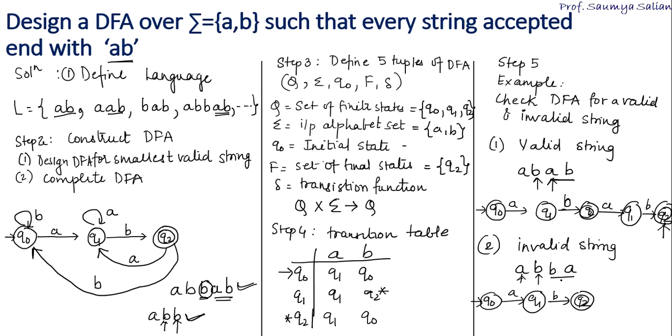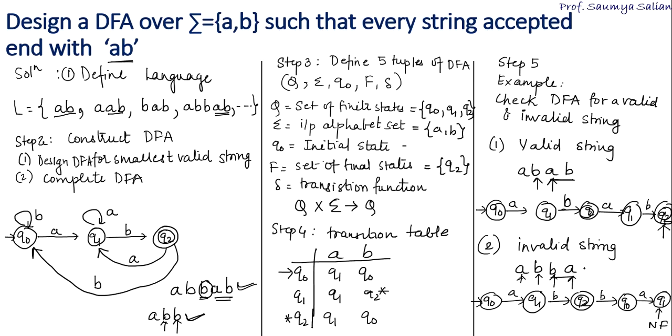Next input is B. Q2 on input B goes to state Q0. Q0, next input is A. Q0 on A goes to Q1. And Q1 is a non-final state. Right? So at the end of this entire transition, we are not reaching the final state. That means this string is not accepted by the language.